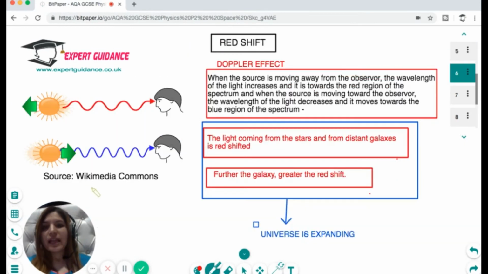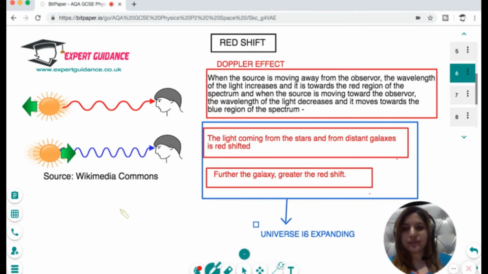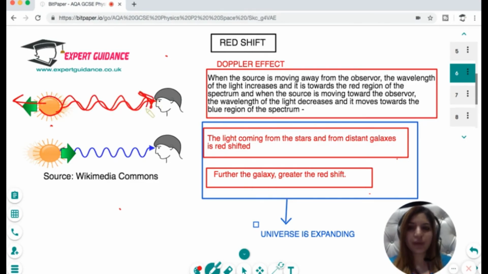Okay? Now, what is redshift? To understand redshift, it is very important you understand this figure. If the source is moving away from you, you will see that the wavelength of the light is more and it is shifted more towards the red region. And if the source is moving towards you, then the wavelength of the wave will be less and it will be more blue shifted. Now, this phenomenon is the Doppler effect.